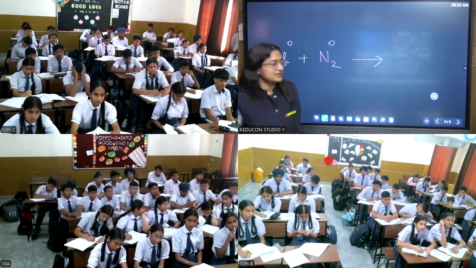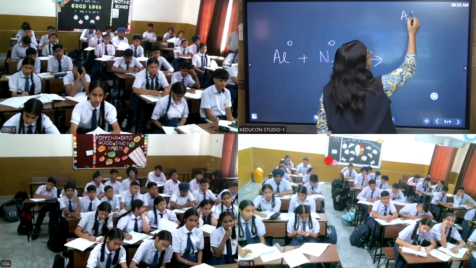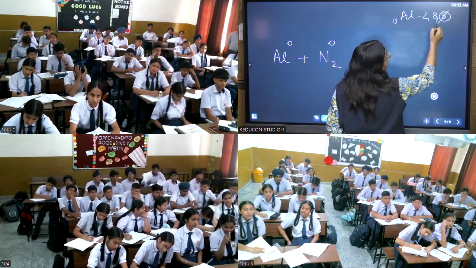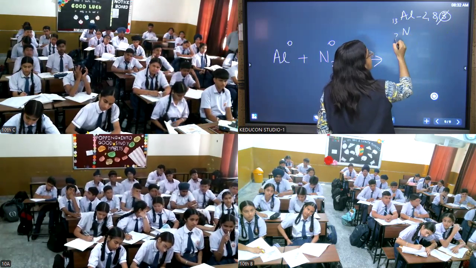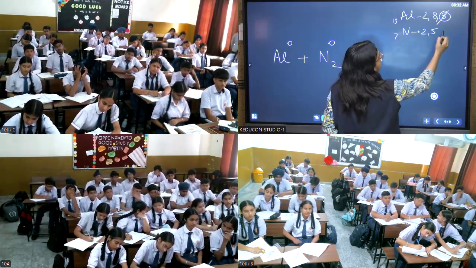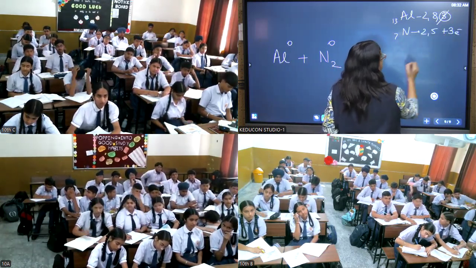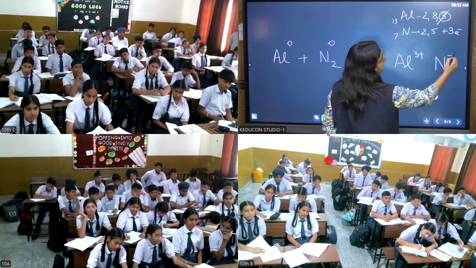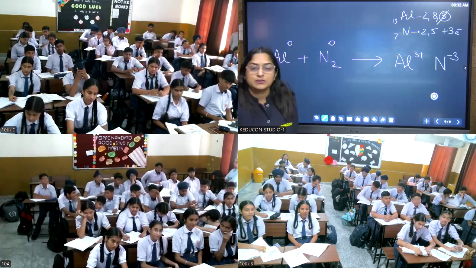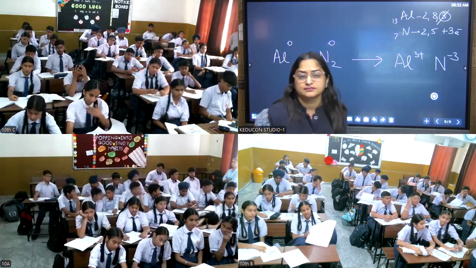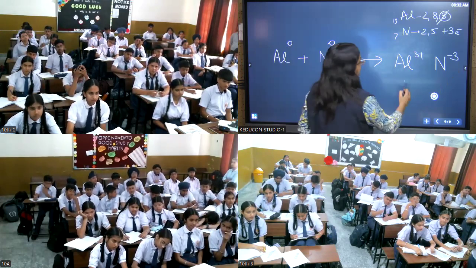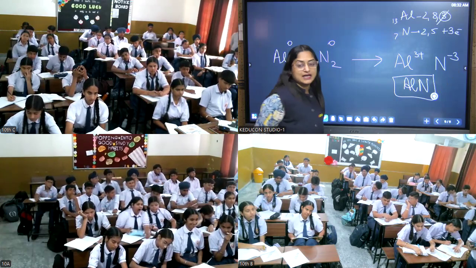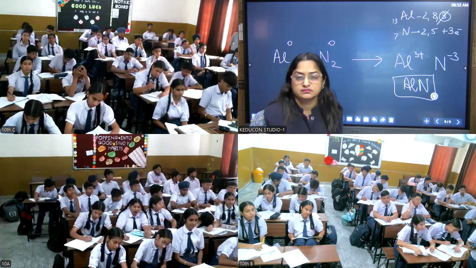-3. Aluminium is 13. This is 2, 8, 3. It tends to lose 3 electrons. Nitrogen is 7. It is 2, 5. It tends to gain 3 electrons. So aluminium will be 3 positive and nitrogen will be 3 negative. So what will be the formula of the compound formed? AlN. And which element is getting oxidized here and which element is getting reduced here?